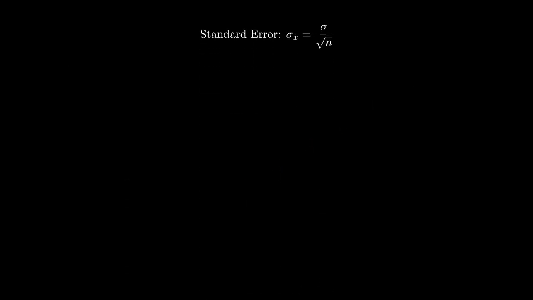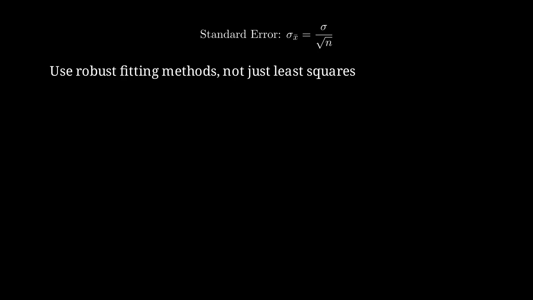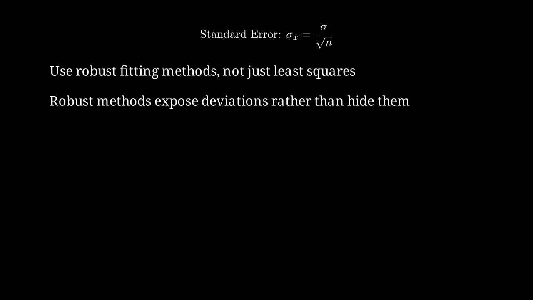The standard error of the mean is sigma divided by the square root of n, where sigma is the standard deviation and n is the number of measurements. This quantifies your uncertainty. When fitting curves to data, don't just use ordinary least squares blindly. Use robust fitting methods that can handle outliers without being completely dominated by them. Good, robust methods will fit the main trend while simultaneously highlighting which points deviate significantly. They expose the anomalies rather than hiding them.